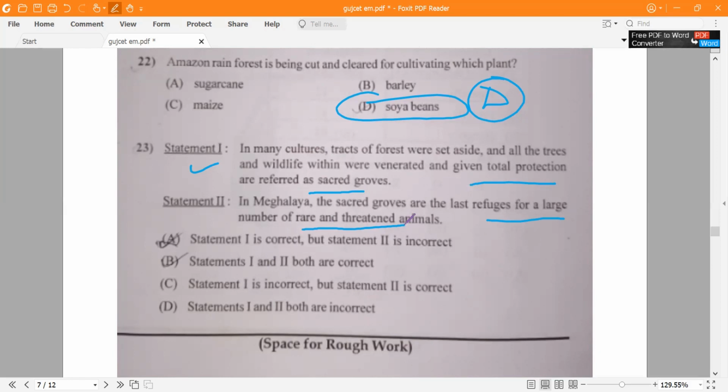So as such, both are correct. Alright, which one do you take the issue with? B.